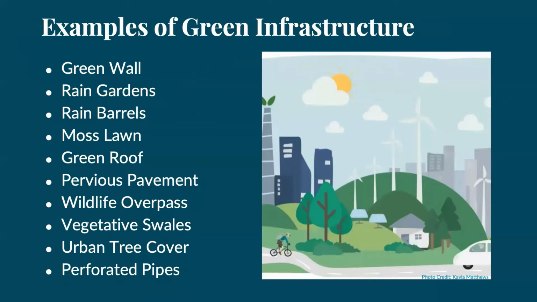And some good examples of green infrastructure are things like green walls, rain gardens, rain barrels, moss lawns, green roofs, pervious pavement, wildlife overpasses, vegetative or bioswales, urban tree cover, and perforated pipes. So really thinking here about increasing the amount of plant material on just about every surface you can think of, and having a way for wildlife to move throughout these human spaces that we've taken over, and allow for them to be part of where we live as well.